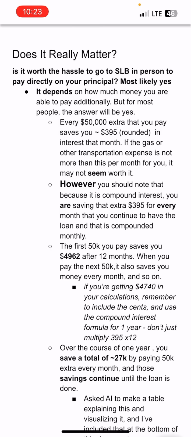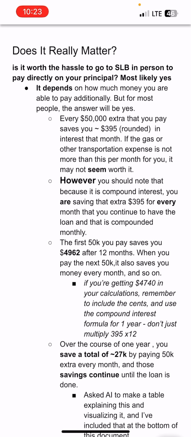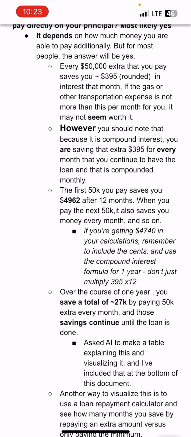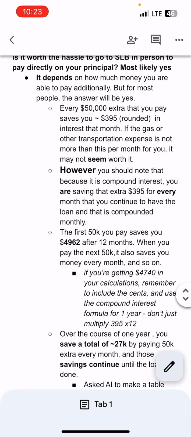But anyway, really and truly, it does depend on how much you're able to pay additionally. If it's only 5 grand you can pay extra, and the trip to Kingston and back costs you 2 grand, that sounds kind of rough, not to mention time. But if you are able to save more and pay more extra, then it might really be worth your while. So let's look through the math.